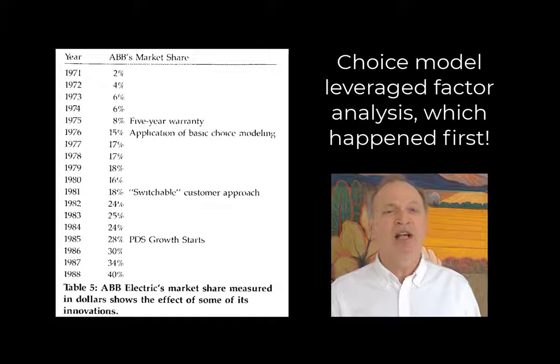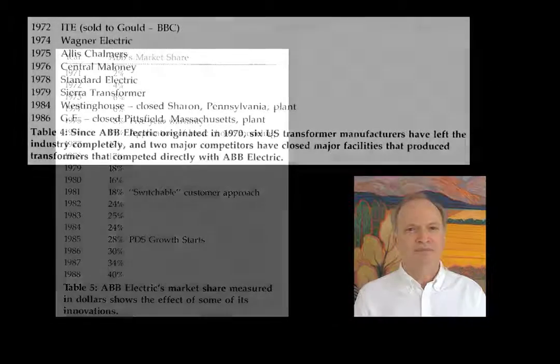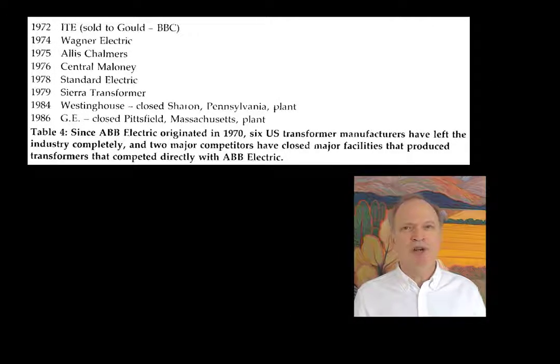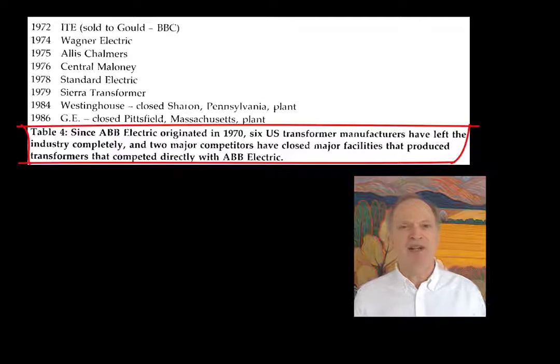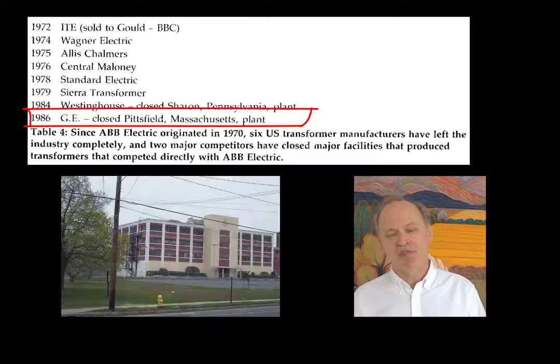And on a table a little bit higher on the same page, we get to see the results of what happened. If you look at the evolution of competition in this market, many companies left the market. Since ABB had entered in 1970, 6 transformer manufacturers had left the industry completely. It's very interesting to note that in the year 1986, GE closed its Pittsfield, Massachusetts plant. And that's a very interesting data point for me personally.